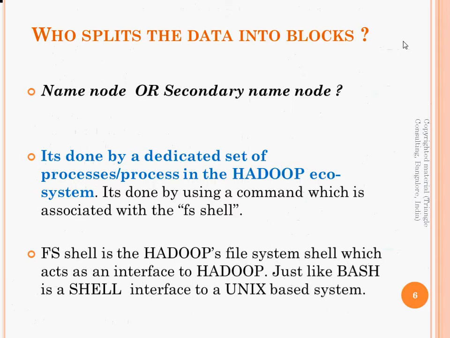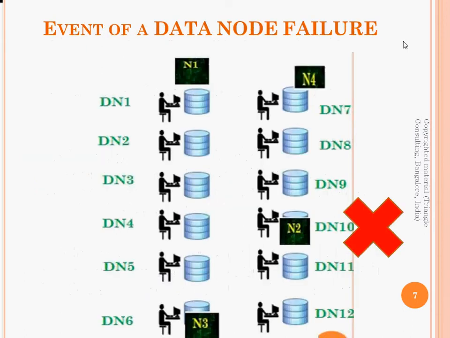Going forward, who splits the data blocks? I pretty much told you, it's the Hadoop Distributed File System manager. It's not the name node, it's not the secondary name node which does the operation of splitting the files. It's the file system manager which splits the file. Now what happens if data node 10 fails? The original file N was 200 MB in size. It's now split into 4 chunks of 64 MB each, and each of those blocks is treated as a separate file, stored on a separate data node.